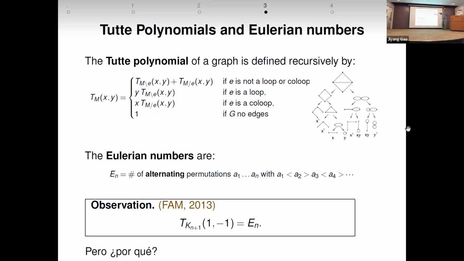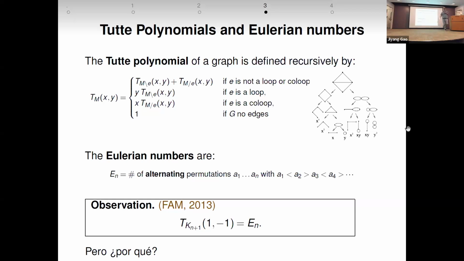The Tutte polynomial is defined recursively in this beautiful way, where you take your graph and you delete or contract. And then the Tutte polynomial is the deletion plus the contraction. It's mysterious why you get a recurrence that always gives the same answer no matter what order you do the contractions. When you get some polynomial in x and y, you plug in 1, negative 1, you get the number of permutations that go up, down, up, down, and so on.